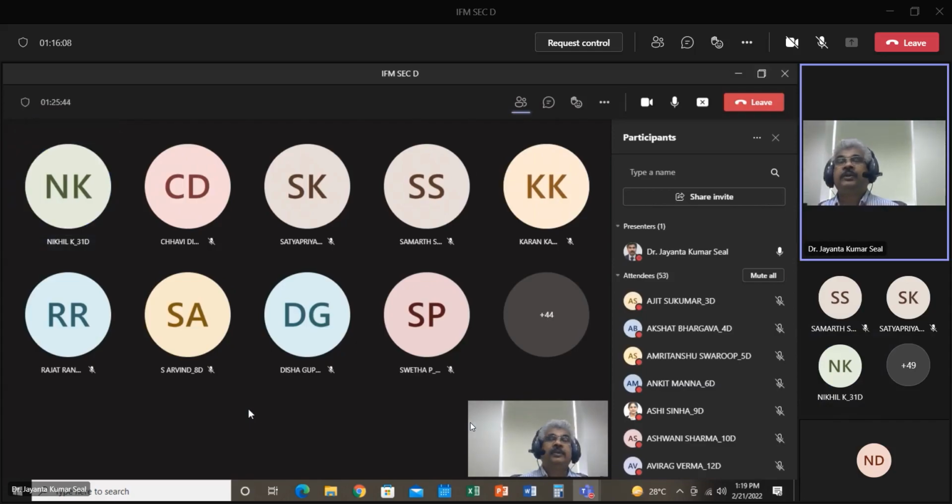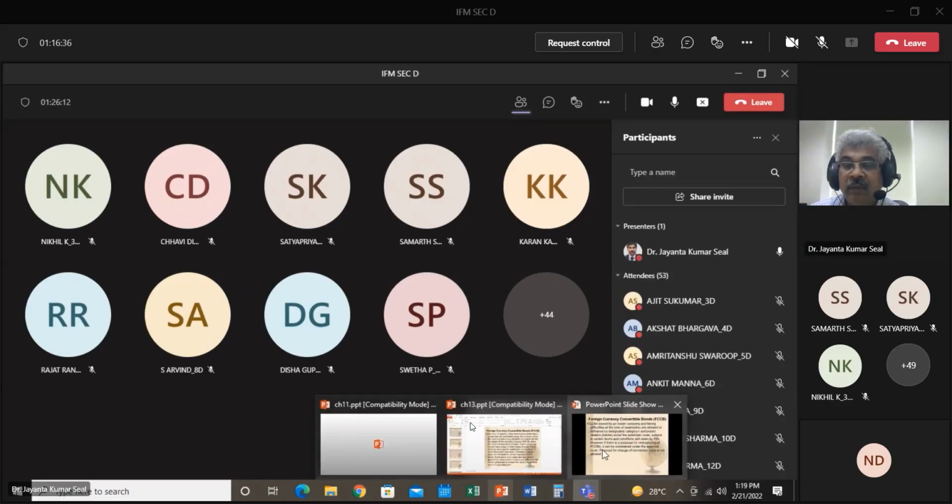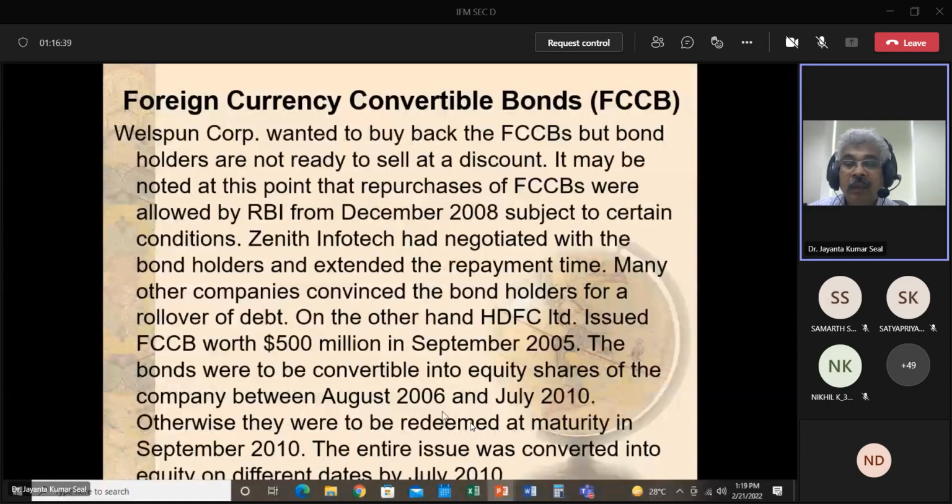See, first of all, at the time of issue, it is given against your bond how many shares will be issued. Now, normally it is done on a fixed date, say the 17th of February. So between these dates, the company will convert. Till the day of conversion, you will get interest on your bonds. Suppose the company decides, like in the previous case, between August 2006 and July 2010, that is almost 4 years.